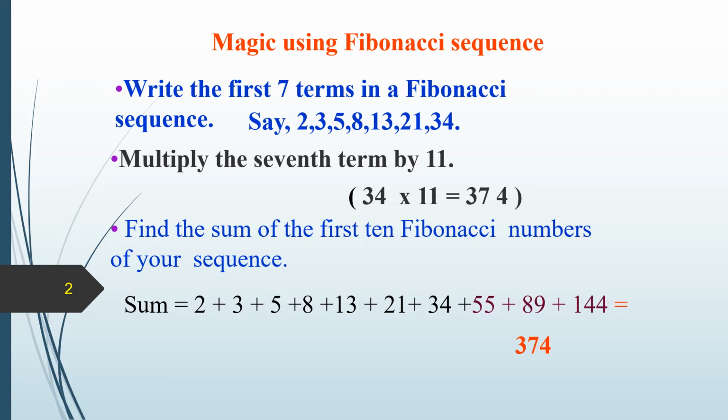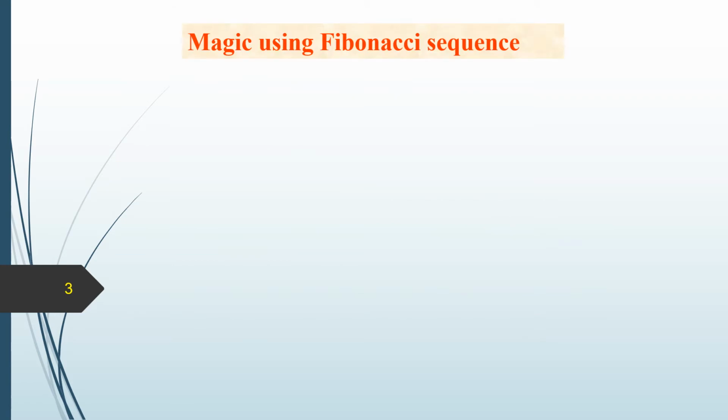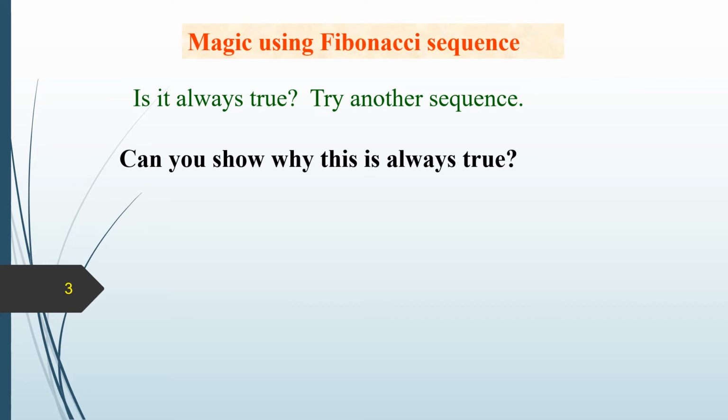Students will be surprised to find that the 7th term multiplied by 11 gives the sum of the first 10 Fibonacci numbers of their sequence. Try with another sequence. And then ask them to show why it is always true.